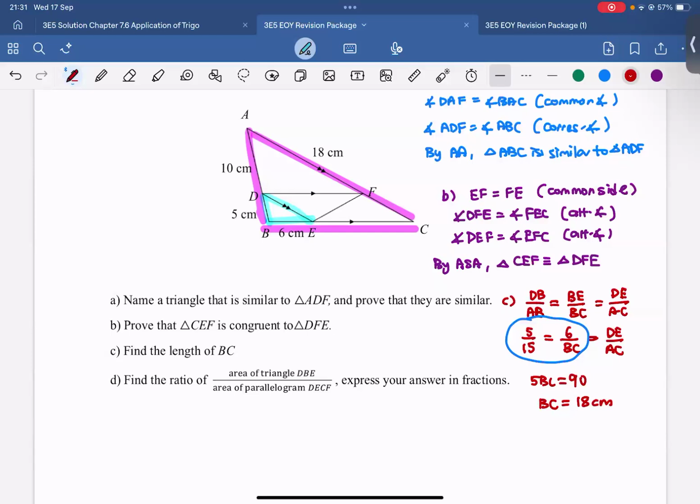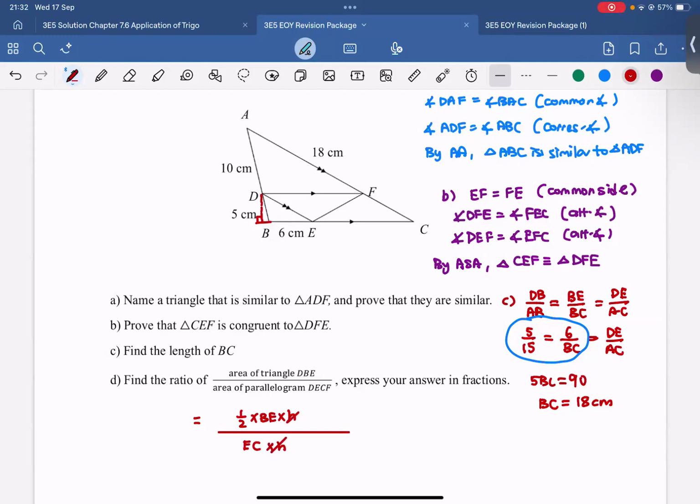Next, the ratio of DBE to parallelogram DEFC. Wow, difficult. So how? You must know that DBE and the parallelogram share this common height. This is the perpendicular height for both the triangle and the parallelogram. So area of DBE is just half times base, which is BE, times that height. What is the area of parallelogram formula? Base times height. So for DEFC, the base is EC, and the height is that height.